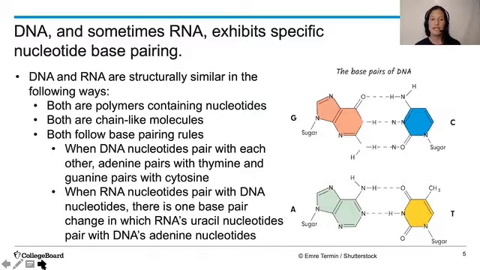When DNA nucleotides pair with each other, adenine is going to pair with thymine. That's what you can see down here, yellow and green. And guanine is going to pair with cytosine. So that's what you see, the blue and orange. When RNA becomes involved, when RNA nucleotides pair with these DNA nucleotides, we're going to see one change. And that change is uracil. So the RNA's uracil nucleotides are going to pair with DNA's adenine nucleotides.